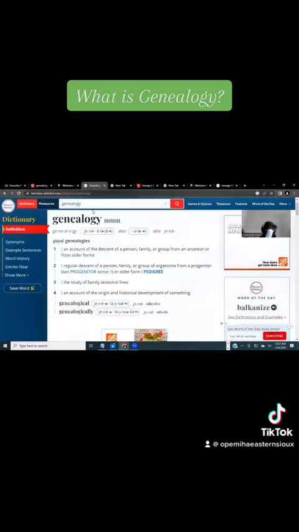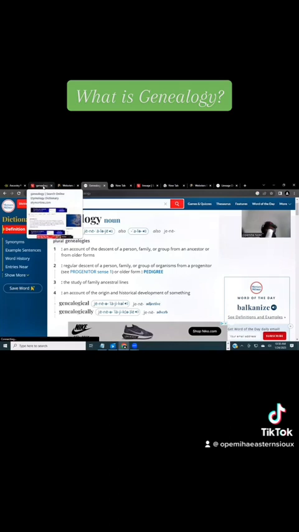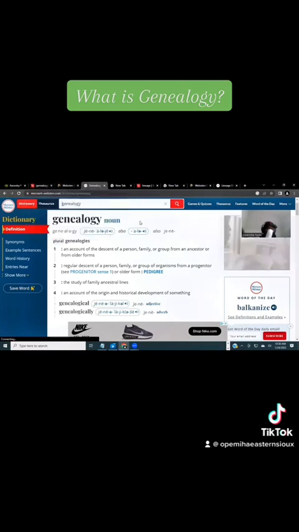All right, so let's move on over to the Merriam-Webster's online dictionary. So this is probably more up-to-date definitions that people, when they look up things, this is how it pulls up. So plural, genealogies, genealogy again, it's still a noun. An account of descent of a person, family, or group from an ancestor or from older forms. Number two says regular descent of a person, family, or group, or organisms from a progenitor. And then again, like I said, we're going to look up the word progenitor. Number three says the study of family ancestral lines, an account of the origin and historical development of something. Okay, so we have three different definitions of what genealogy is from three different sources. So I hope this has actually cleared up some confusion on the difference between genealogy and DNA.